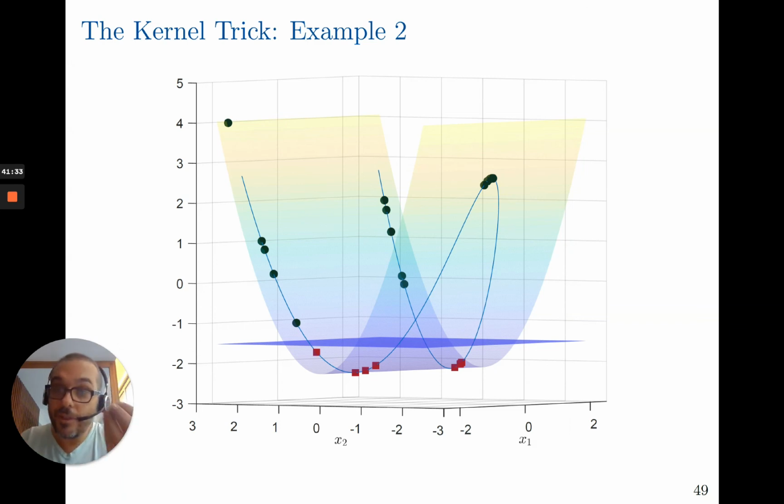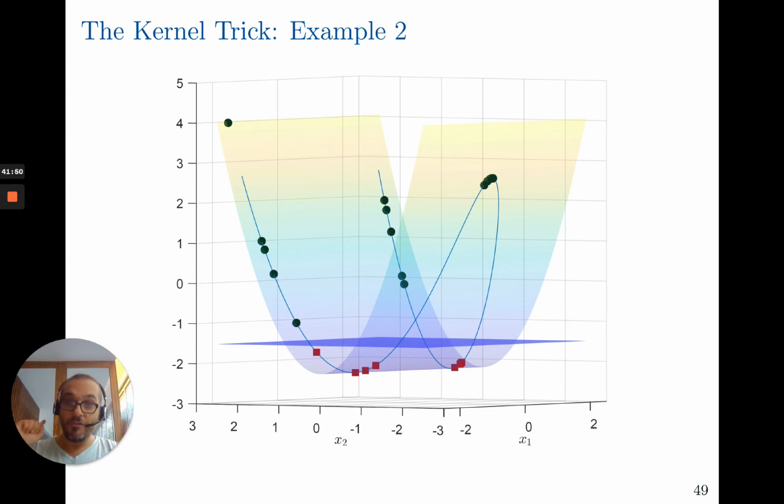This is the kernel trick, to move from a low dimension space to a high dimension space. So in the first example, we moved from 2D to 3D. In the second example, we moved from 1D to 3D.